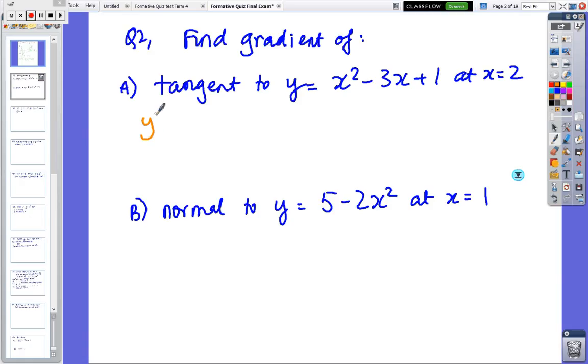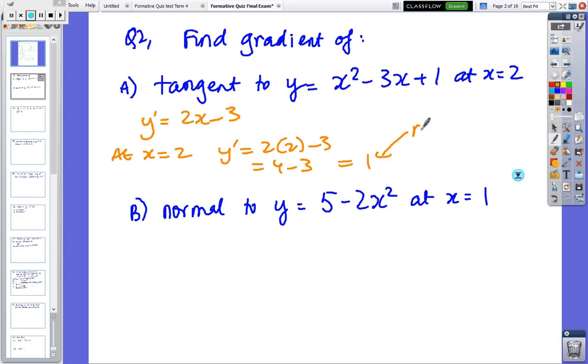Okay, maybe you've had a go. y dash equals 2x minus 3, and so at x equals 2, y dash equals 2 times 2 minus 3 equals 4 minus 3 equals 1. So that's the gradient of the tangent.